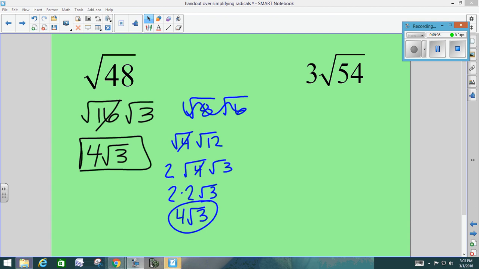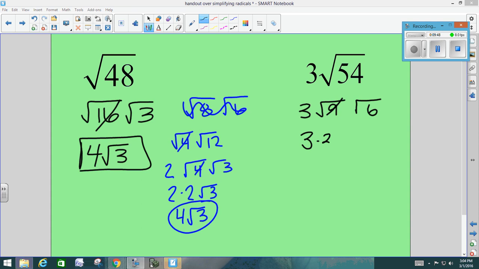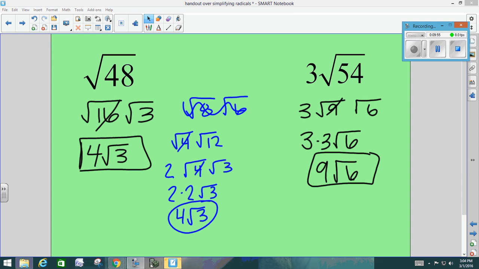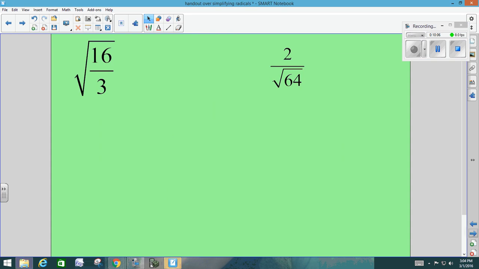3 square root 54. So I'm breaking down that 54. You have to keep the 3 out front. What perfect square can go into 54 evenly? 9, 6 times? What's the square root of 9? 3. So this would be 3 times the square root of 6. So you should get 9 square root 6 for your final answer. These are all connected by multiplication. So when you have them out front, you're multiplying them, not adding them together. Good on those two? Okay.